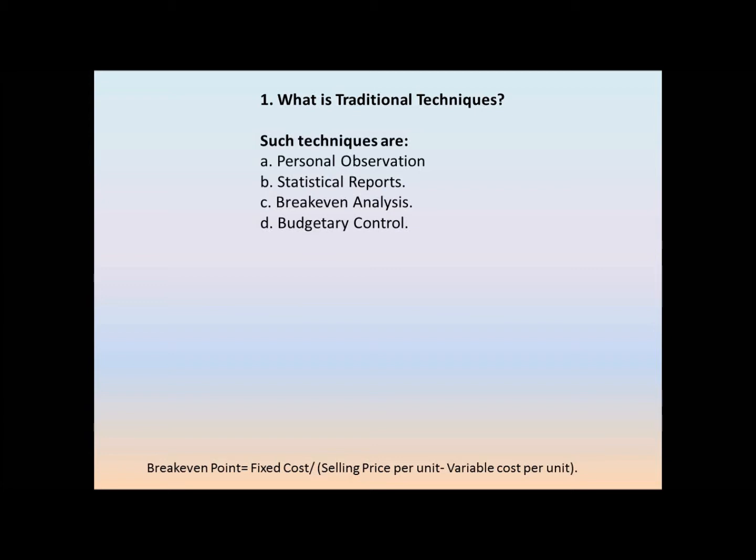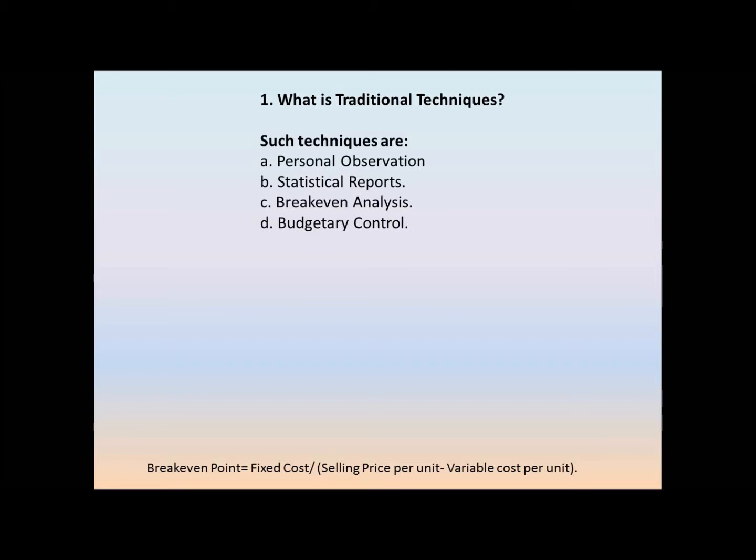B. Statistical report. Statistical analysis in the form of percentage, ratio, average, etc. in different areas provides useful information regarding performance of an organization to its manager. When such information is presented in the form of tables, graphs, charts, etc., it facilitates comparison of performance with the standard rate and with previous year performance.